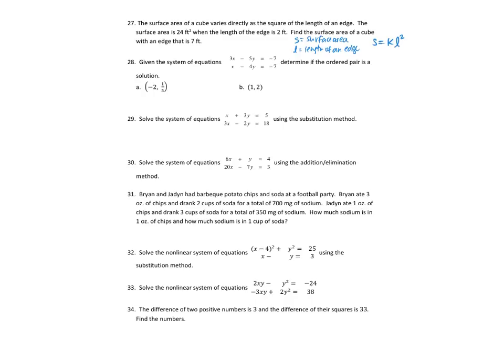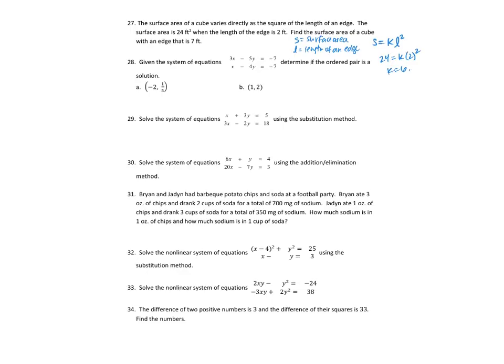The surface area is 24 feet when the length of its edge is 2 feet. So we put 24, and we can solve for our K. So the length of an edge is 2 feet, and so then we can divide that over. 24 divided by 4 is 6.